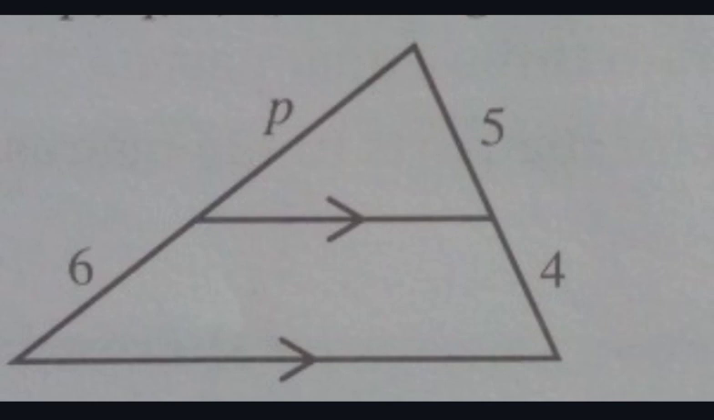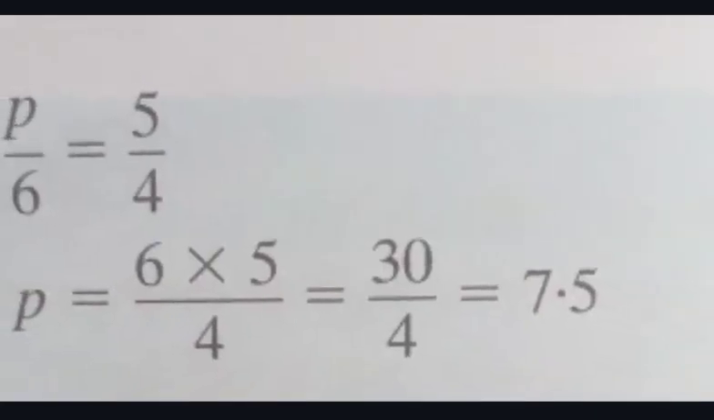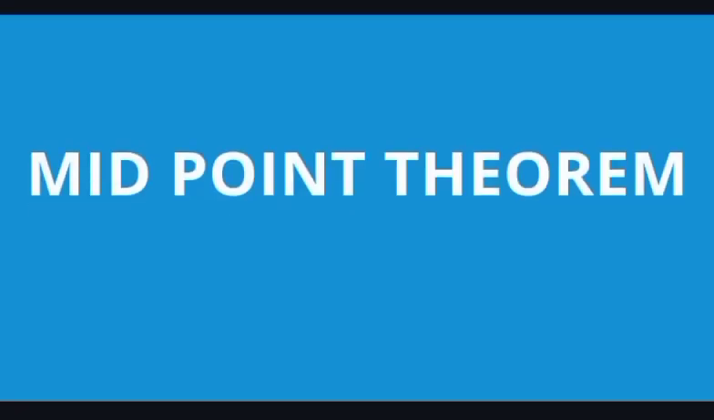What we are saying is that the ratio of P to 6 will be equal to the ratio of 5 to 4. That is to say, P over 6 will be equal to 5 over 4. Therefore, P is equal to 6 times 5 over 4, which is equal to 30 over 4, which is 7.5 cm. The next theorem is the midpoint theorem.